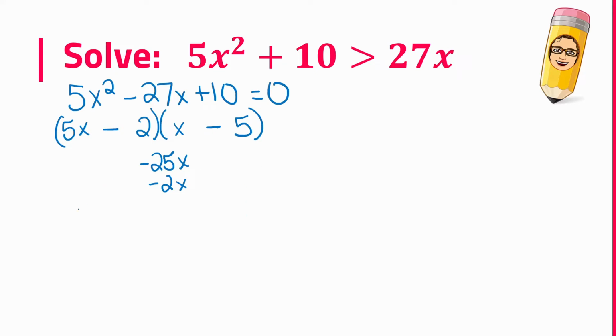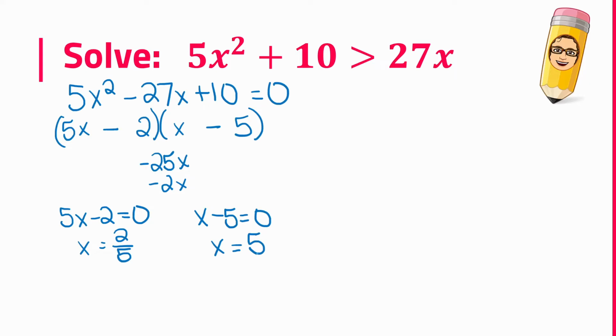Now I have to set those two things equal to 0. So set that one equal to 0, and set that one equal to 0. I will get x equals 2/5, and x equals 5, it looks like. Now, since it's an inequality, I'm going to go back to the inequality world and set these on a number line. 2/5 is definitely smaller than 5, so 2/5 is over there, 5 is over here.